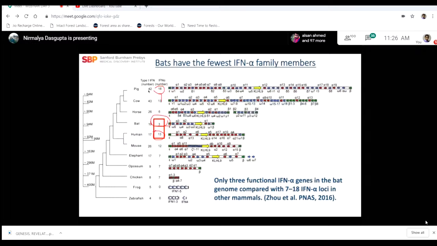You also find that among all the interferons, pig has 42 interferon genes, cow has 43, human has 17, and bats have only 10 interferon genes. So this is one part of their immune system, that they have fewer numbers of interferon genes, so interferon can't activate the other immune system and call them to the site.